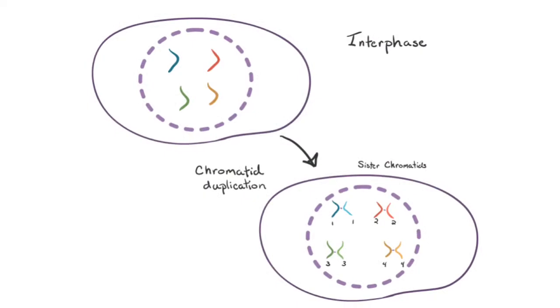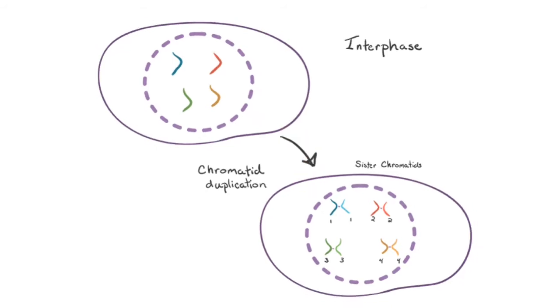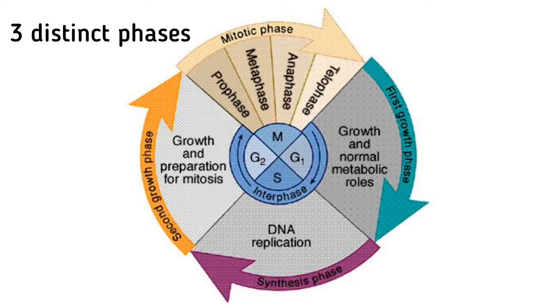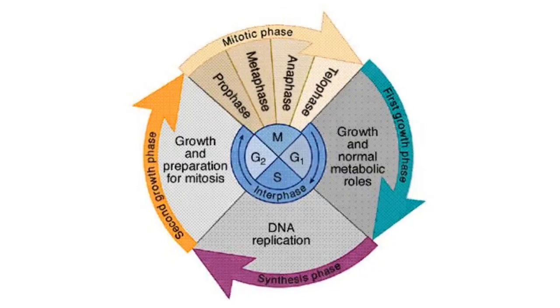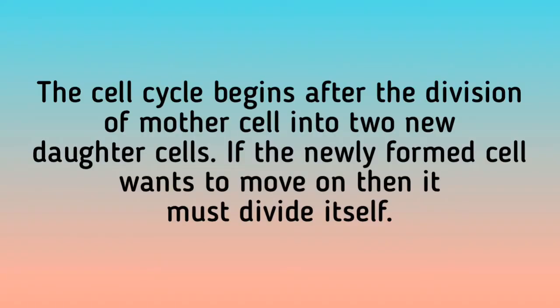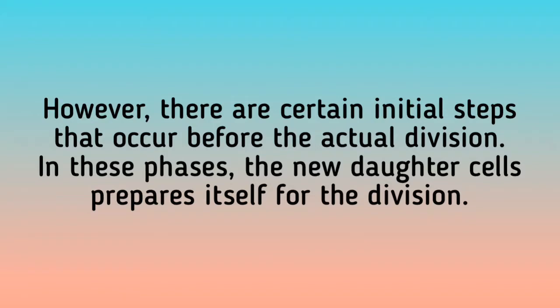Interphase. In this phase, the cell grows and produces a copy of the genetic material, DNA. Interphase can be further subdivided into three distinct phases, G1 phase, S phase or the synthesis, and G2 phase. The cell cycle begins after the division of mother cell into two new daughter cells. If the newly formed cells want to move on, then they must divide. However, there are certain initial steps that occur before the actual division. In these phases, the new daughter cells prepare themselves for the division.